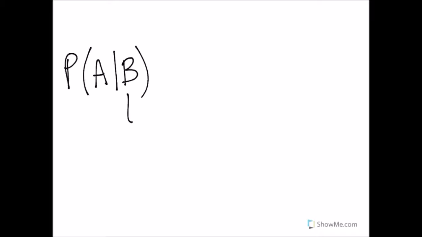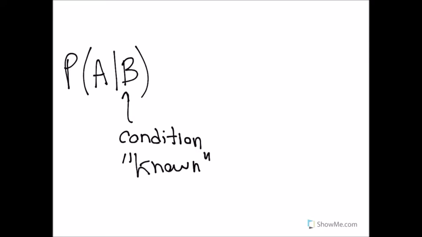Okay, so now let's look at conditional probabilities. Conditional probabilities are defined to be A given B. In this case, this is the condition, so this is my known information or my given information. Whatever situation we know to be true goes after the vertical line, and the event before the vertical line is the probability we're trying to find.